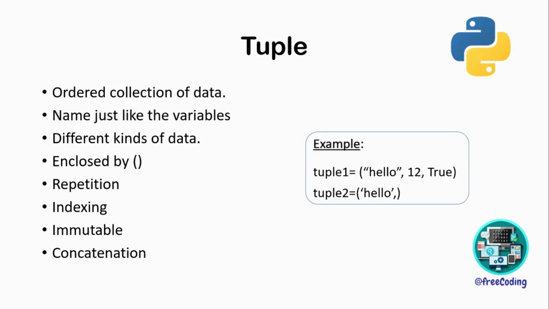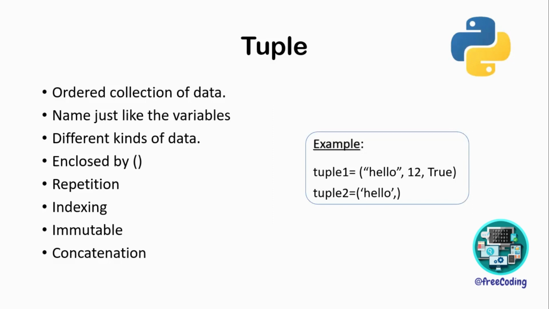And here is an example. You have two examples. One is tuple 1, the other one is tuple 2. In tuple 1, you have hello, 12, and true. The interpreter is going to identify this as a tuple not by looking at the variable name, but by looking at the brackets it has. It's a parenthesis, so it's a tuple.